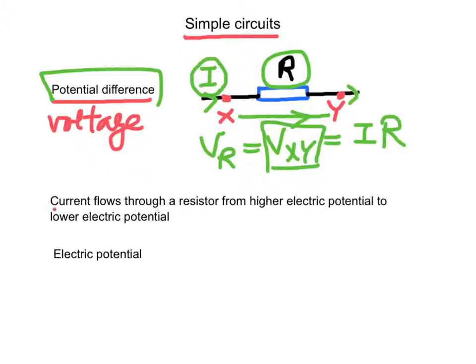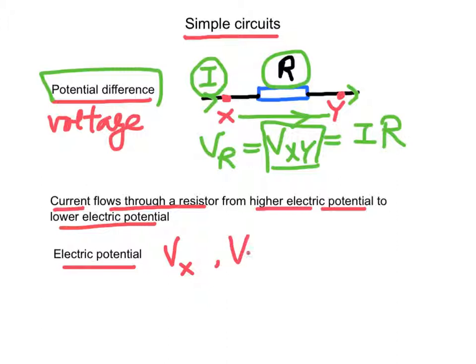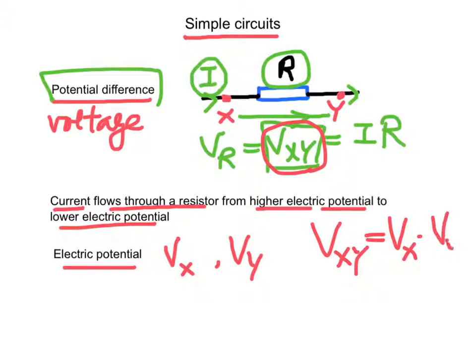And since current flows through a resistor from higher electric potential to lower electric potential, in the diagram, the electric potential at X is Vx and that at Y is Vy. And potential difference Vxy equal to Vx minus Vy.